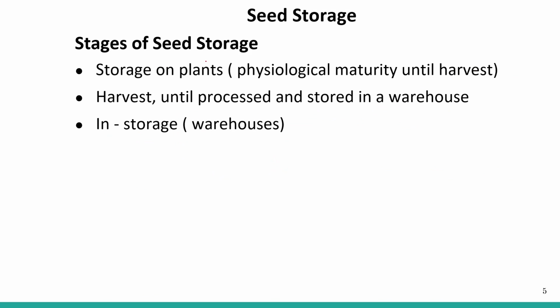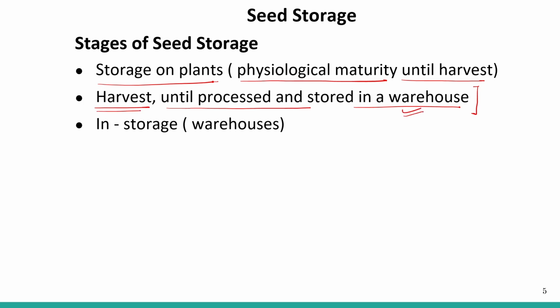So, stages of seed storage. Storage on plants, from physiological maturity until harvest. The seeds store the baby plant in that, and that is at physiological maturity. Harvest, until processing and storage in a warehouse. When the harvested seeds get processed, they are stored in warehouses. In storage, we properly store those seeds in warehouses.